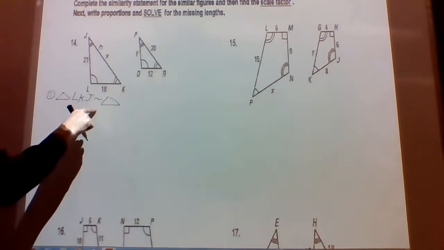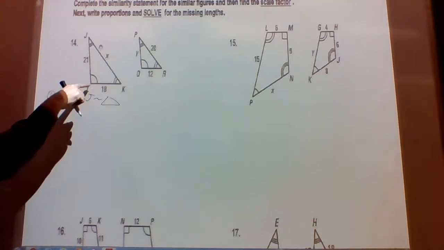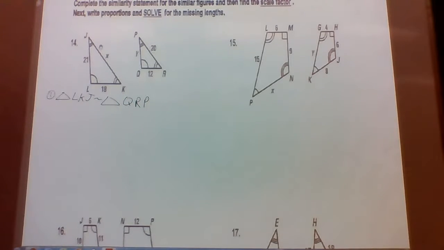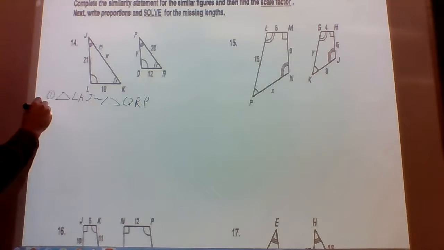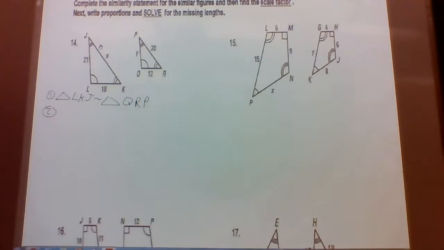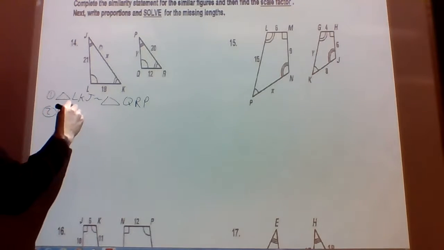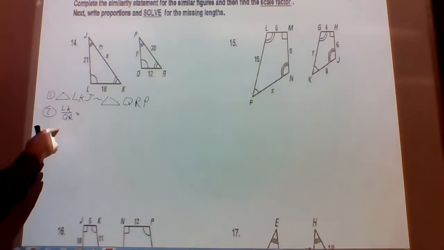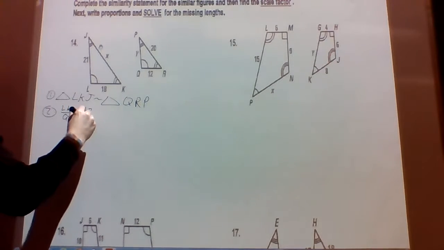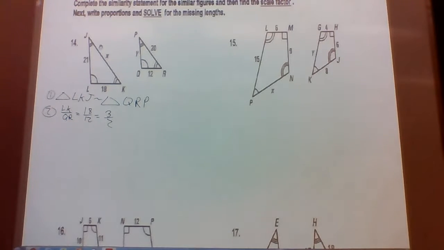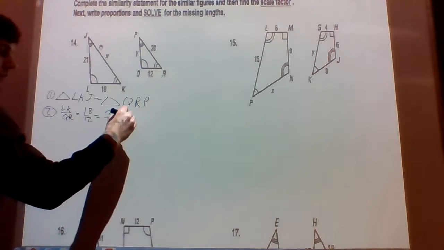That's going to be similar to, our similarity sign, what lines up with L is Q, R, P. Second, we want a scale factor. We can pick any pair of corresponding sides. I'm just going to pick the first two, LK and QR. We want to find out what the ratio is between them. So LK over QR is going to be 18 over 12, which reduces to 3 halves. 18 divided by 6 and 12 divided by 6. Which is exactly 1.5.